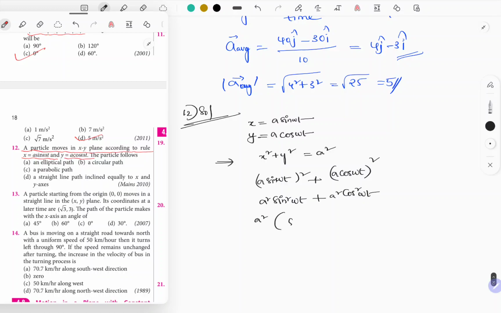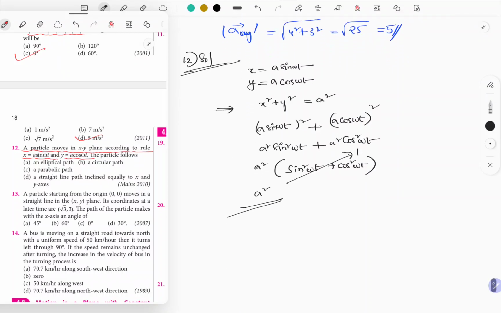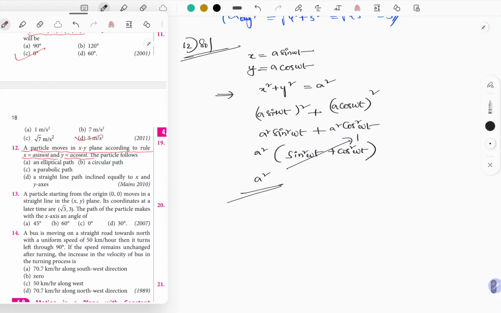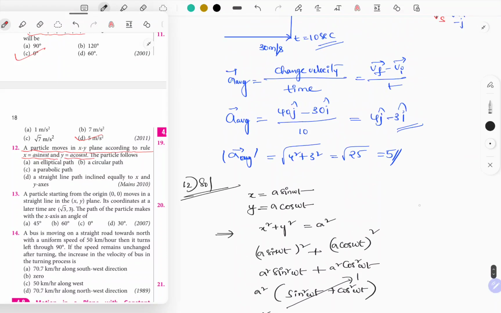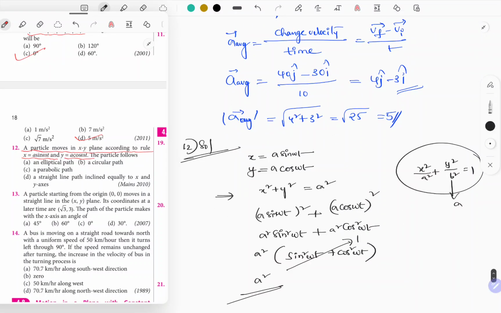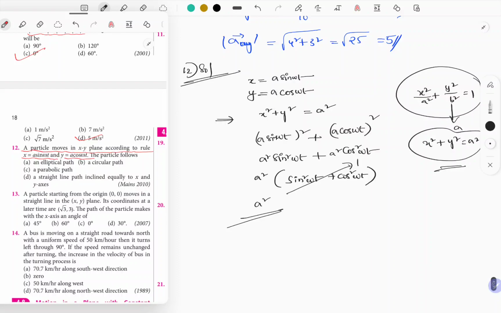If you take a square common, you get sin square omega t plus cos square omega t. Sin square omega t plus cos square omega t is equal to 1. Final result, and I got a square. Yes, it is a circular path. We have a rule that x square by a square plus y square by b square is equal to 1. Here b is also a. So finally you get x square by a square plus y square by a square equal to 1, and x square plus y square is equal to a square. Yes, it is a circular path of radius a.